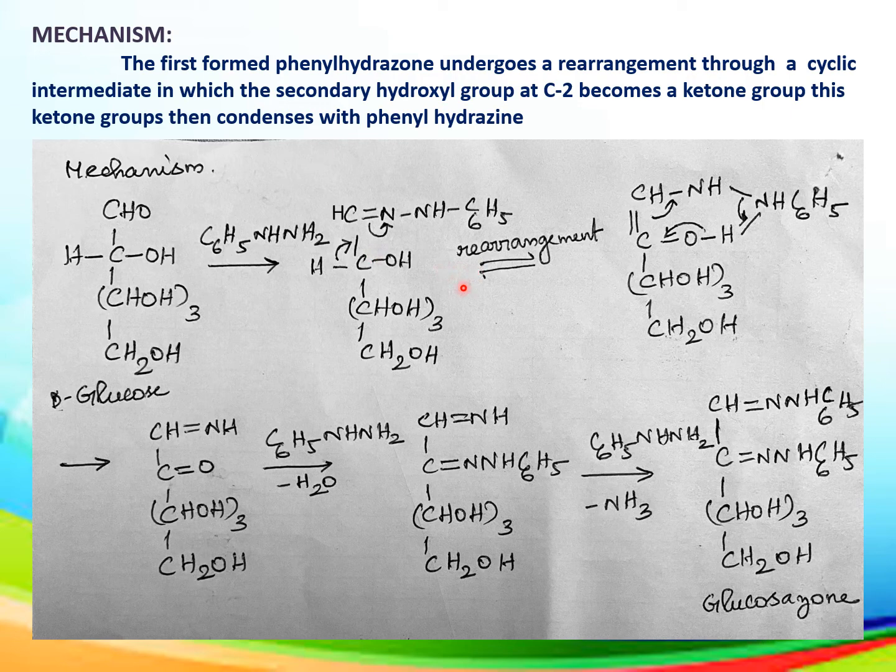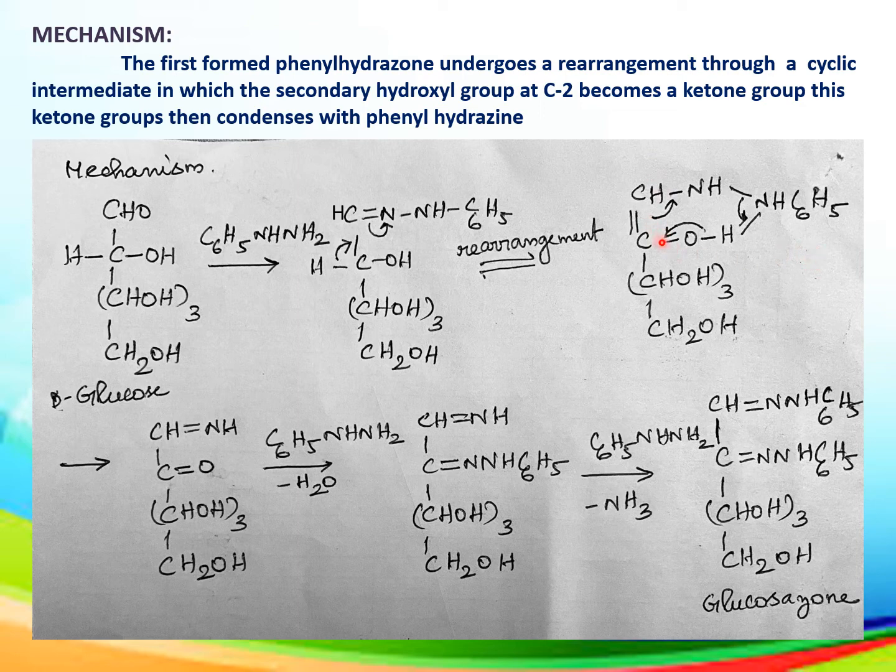Okay, this is going to undergo rearrangement. We will get the cyclic intermediate. We will see how the cyclic intermediate is formed. This bond is shifted to this carbon atom, and this is shifted to this nitrogen atom, and this hydrogen is added to this nitrogen atom. Okay, we will get this structure.